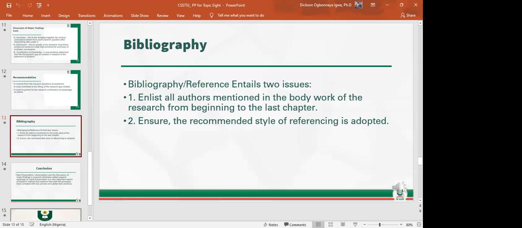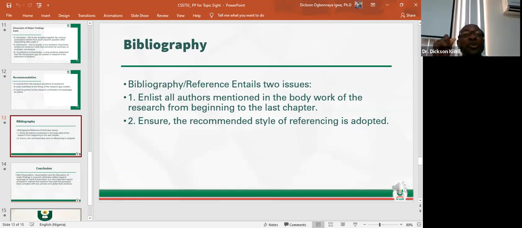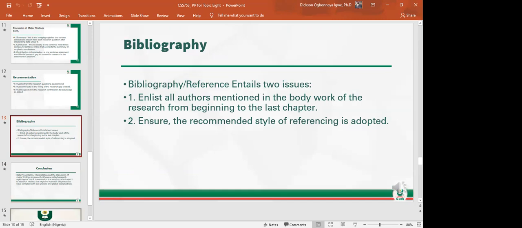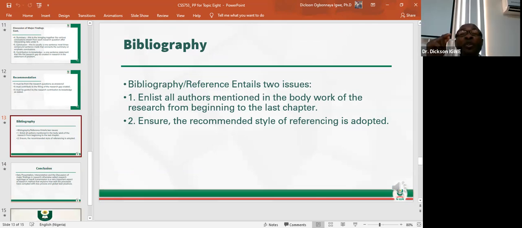Bibliography. Bibliography or reference entails 2 issues. 1, enlist all authors mentioned in the body of the work from the beginning of chapter 1 to the end of the last chapter. 2, ensure the recommended style of references is adopted.